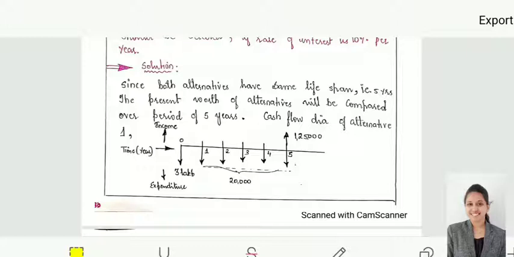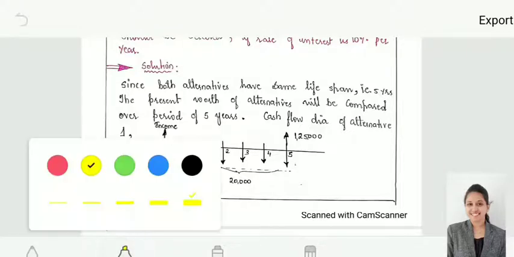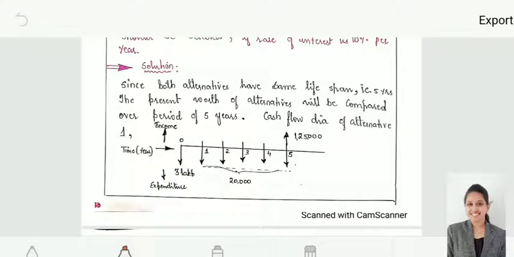Okay, you are able to see here, it will be covered over the period of 5 years. That is, you have seen the numerical above for alternative one. First we are considering this one. For alternative one, we are making the calculations. So for that we have to draw the cash flow diagram.